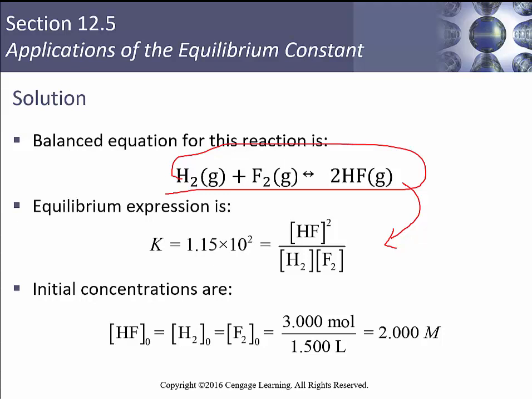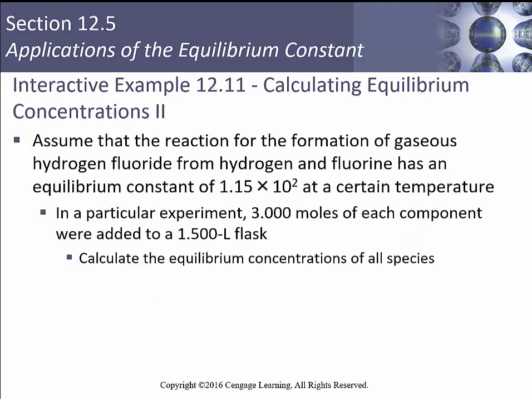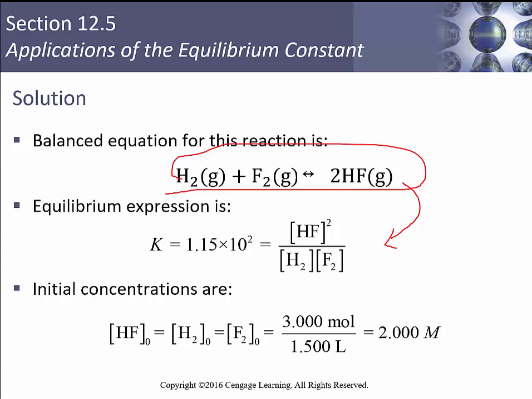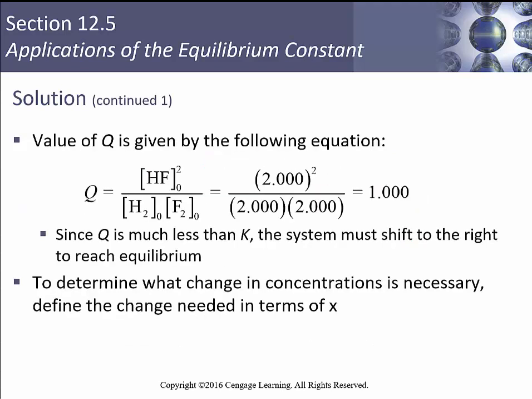So we're going to do 3 moles divided by 1.5 liters, right? That was part of our setup, a 1.5 liter flask and 3 moles. So 3 over 1.5 gives us 2 molar for the concentration of each of the species. Our value of Q, we calculate the same way as K, products over reactants. We plug in our specific values, 2 squared over 2 times 2, because there's just the first power here, which is 1.